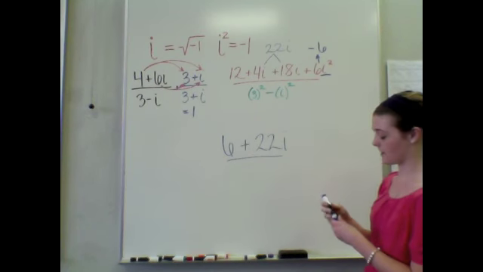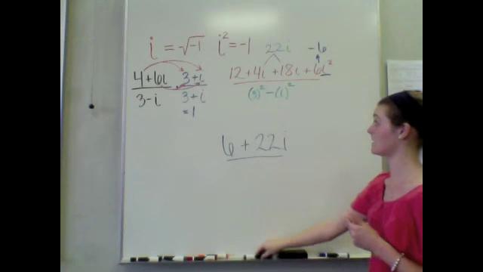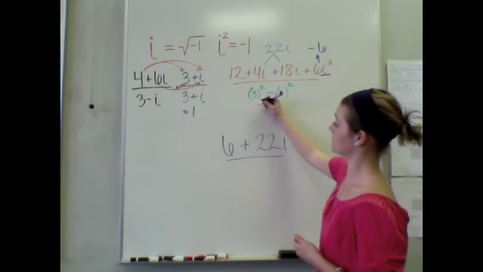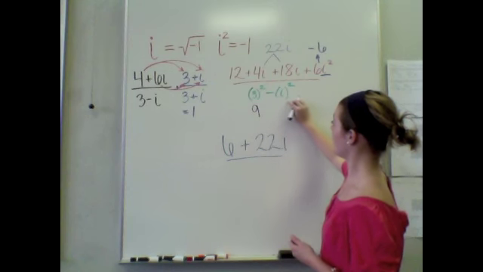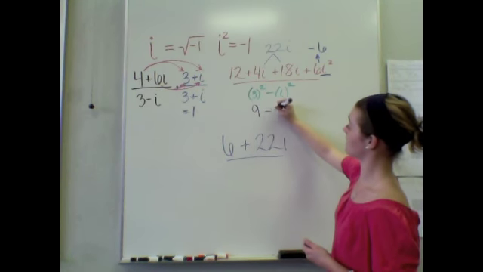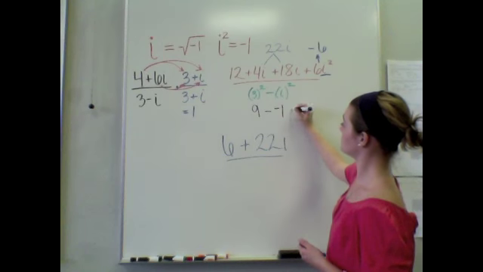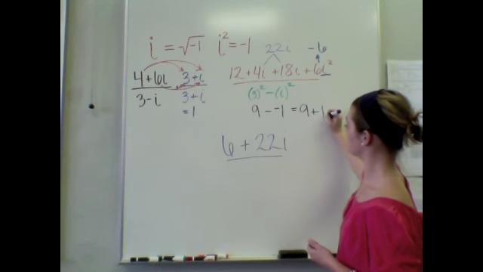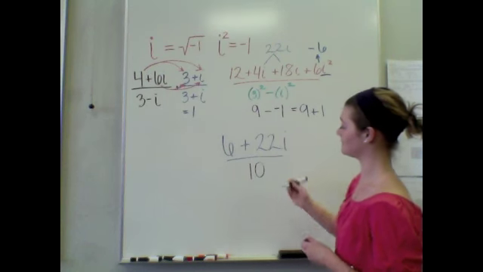Now the denominator part, I said before we had a difference of squares. So 3 squared is really 9, and i squared is negative 1, so we really have minus negative 1, which is just 9 plus 1. So it's really being divided by 10.